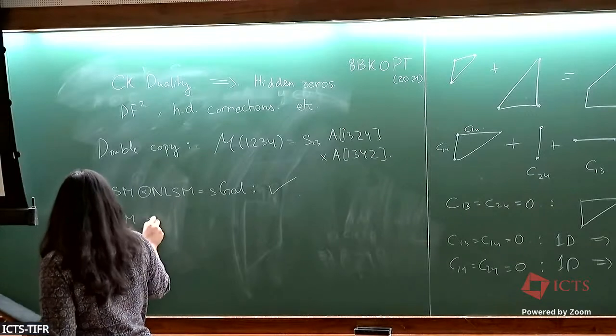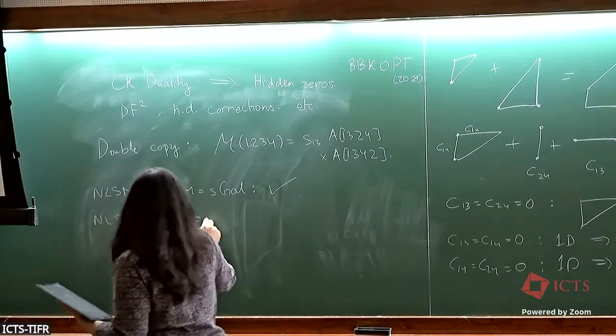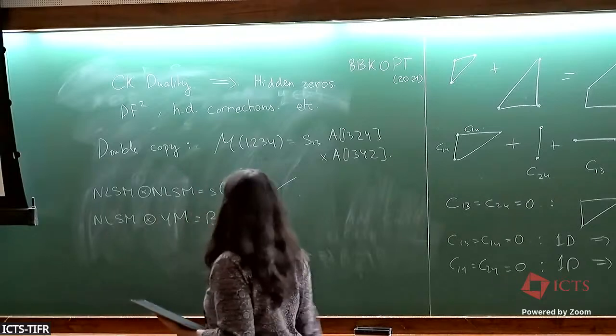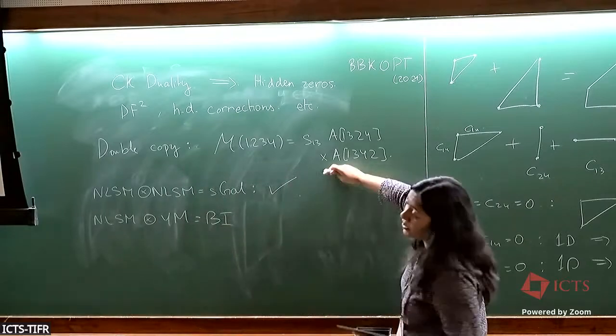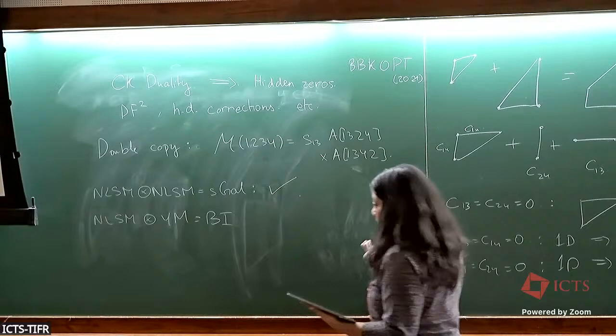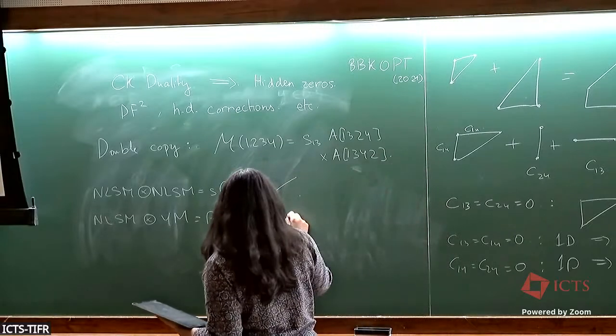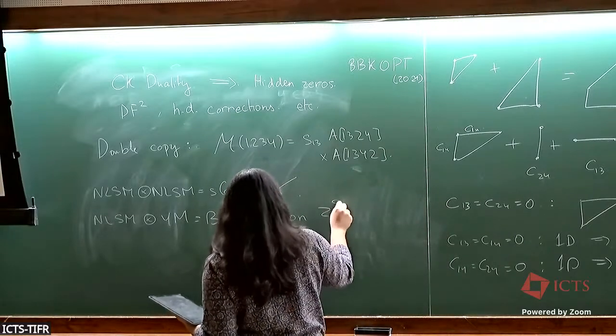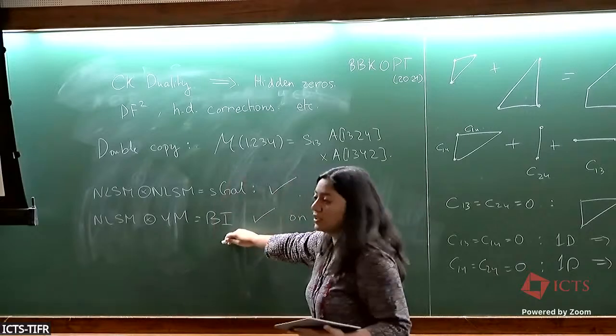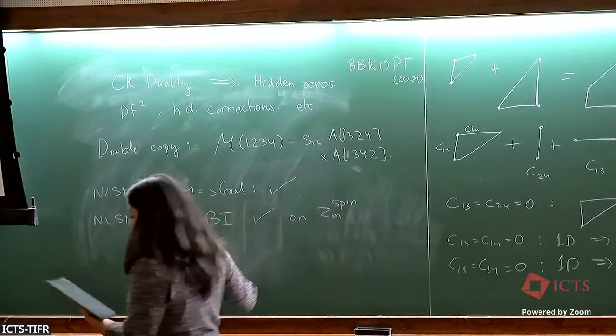NLSM times Yang-Mills equals Born-Infeld. And once again, because of the argument over there, this also has to vanish on ZM spin. Right? So this includes some polarization conditions for Born-Infeld.